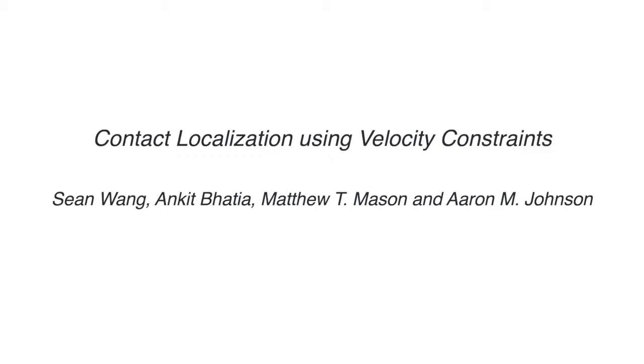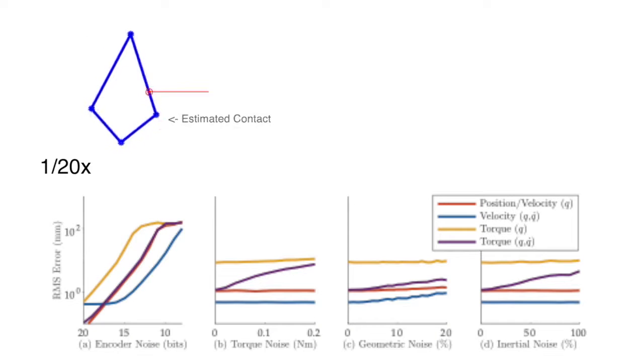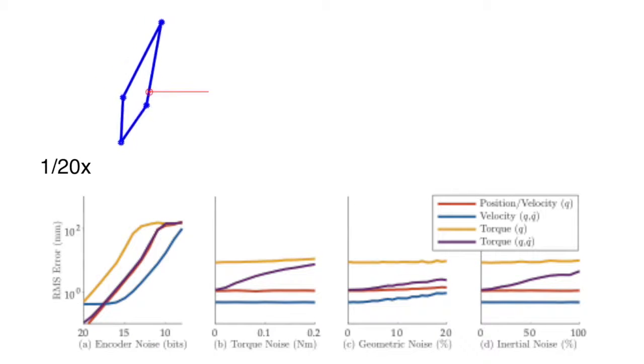This paper proposes an instantaneous contact localization method based on velocity constraints. We implemented this collision localization method in simulation and assessed the sensitivity of the velocity-based method to noise in the process and model parameters against the proprioceptive contact localization methods.